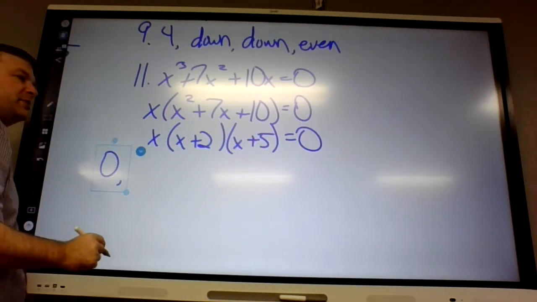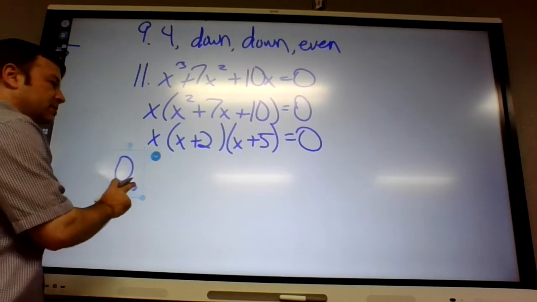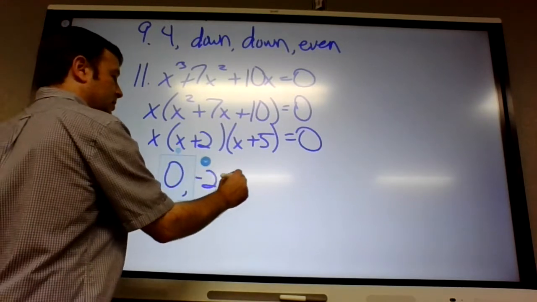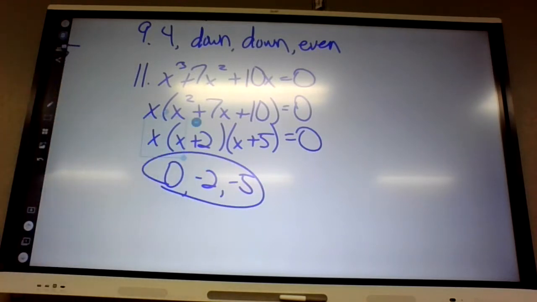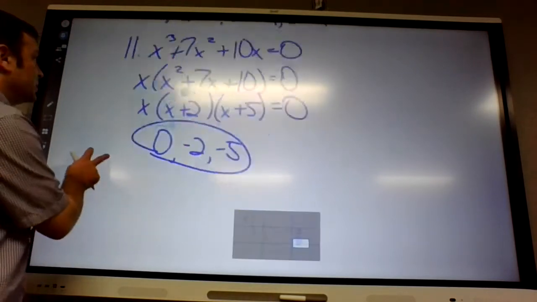So what x values make that equal to 0? -2 and -5. So those would be the 3 real zeros of the function. Those are also the 3 points where it would cross the x-axis, but we're not graphing, but we will later.